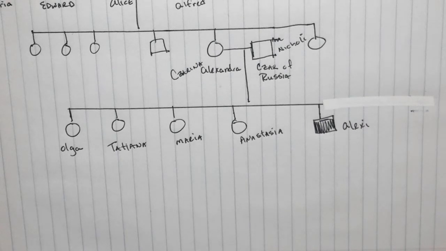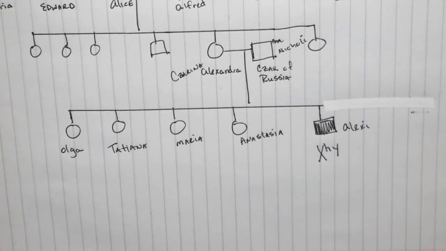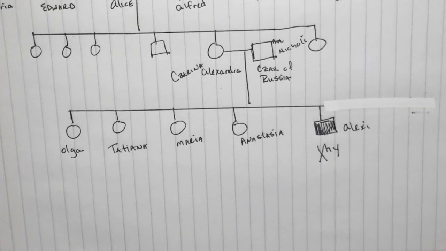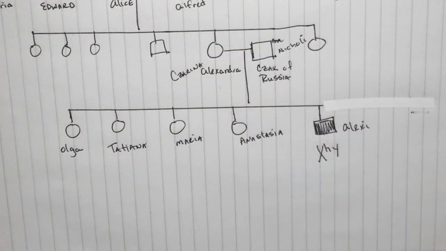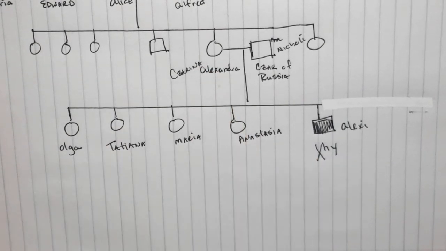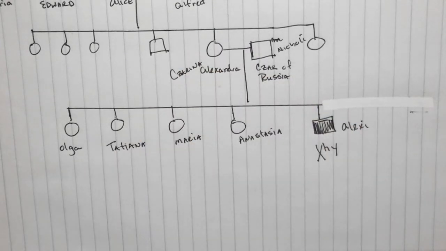Here's Alexei. He was a hemophiliac. He was sick all the time, on death's door, all the time. And so his genotype was X little h Y, because he had hemophilia. Now, in order for Alexei to have actually had hemophilia, his dad didn't have it, his mom didn't have it. We know that boys get their X chromosomes from their mothers, right? So what was her genotype?